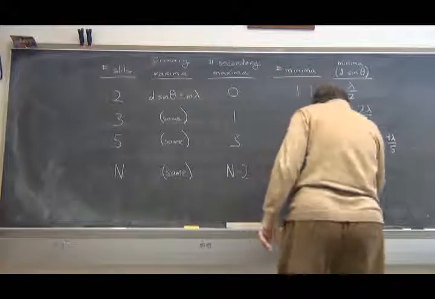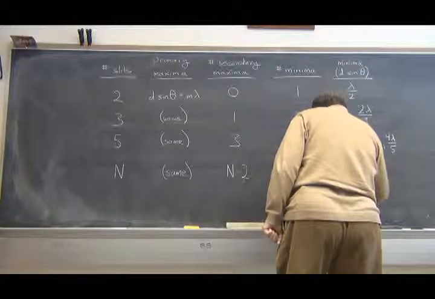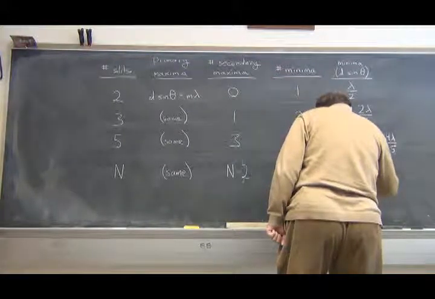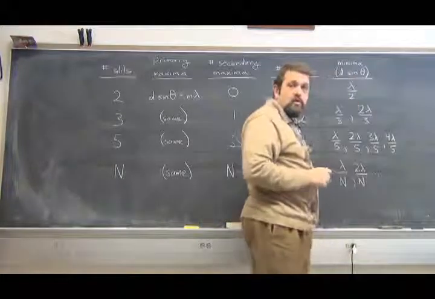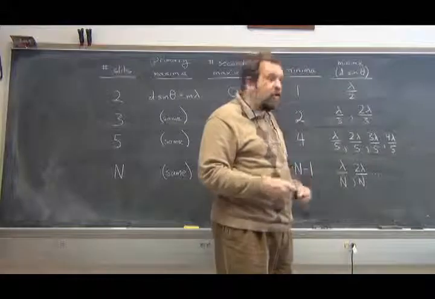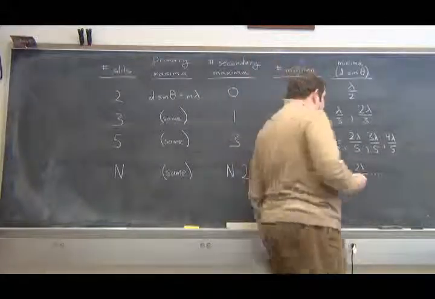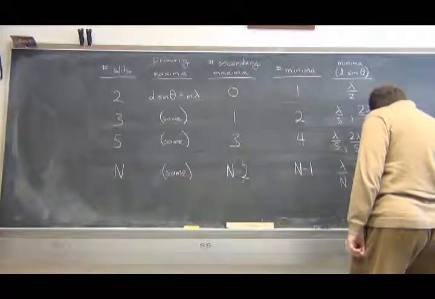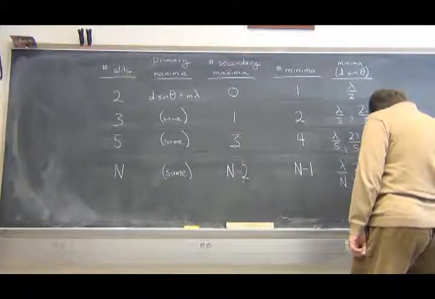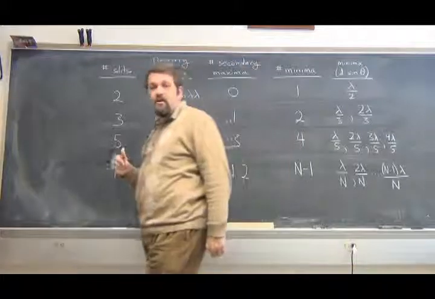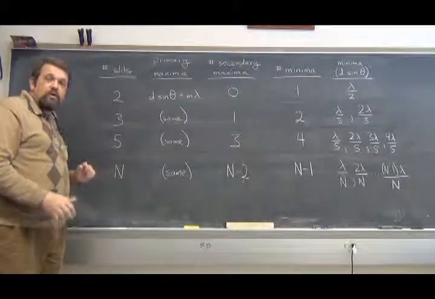Where are those minima? Well, they occur at lambda over n and 2 lambda over n, all the way up to n minus 1 times lambda over n. There are n minus 1 of them in between. And that's what the pattern for n slits will look like.